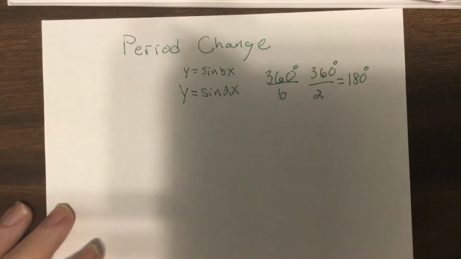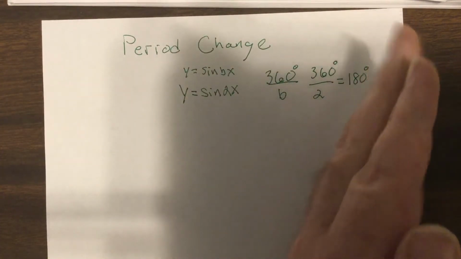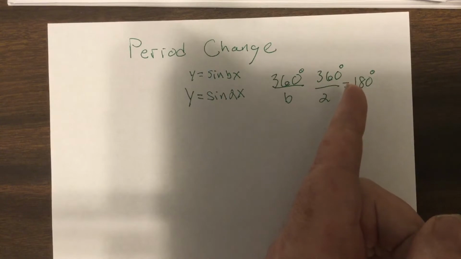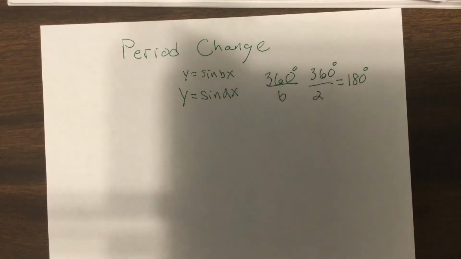So I need a full hill and valley in the first 180. Then I need another hill and valley in the next 180 to have two complete between 0 and 360. Now for my class, I'm just going to have you draw one period each time.